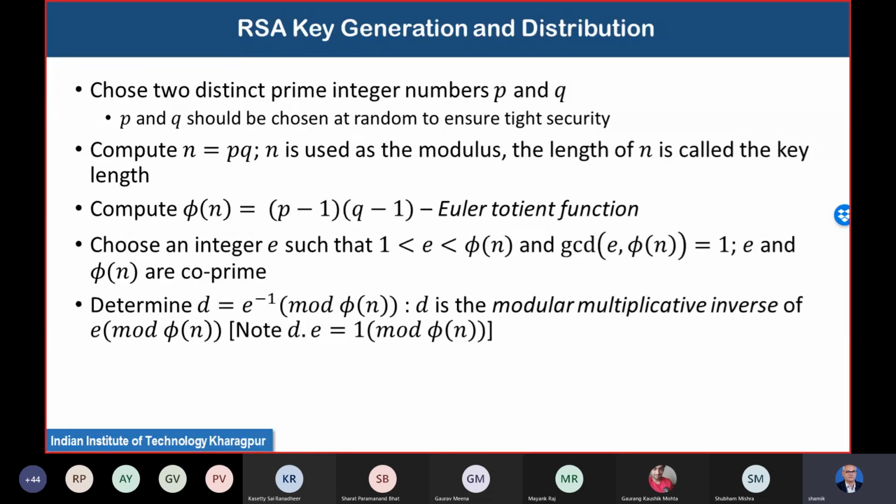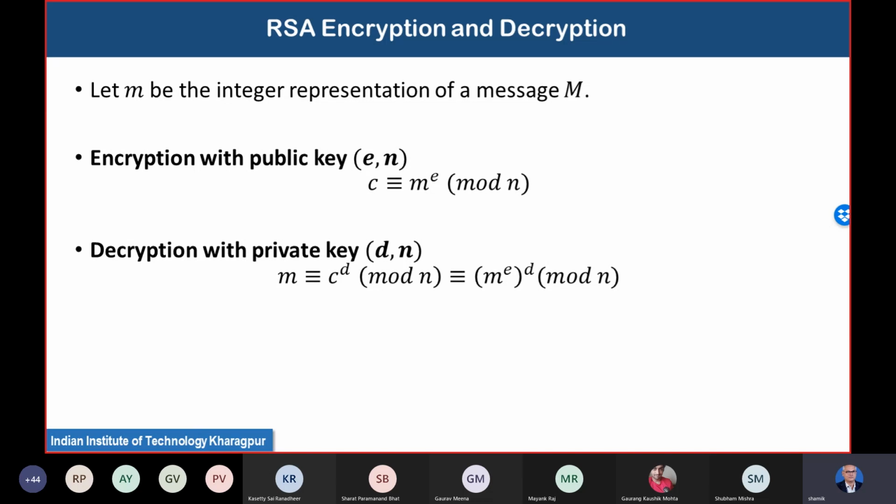Let me take an example so that it will be very easy. Right after this slide, we'll go to the example.